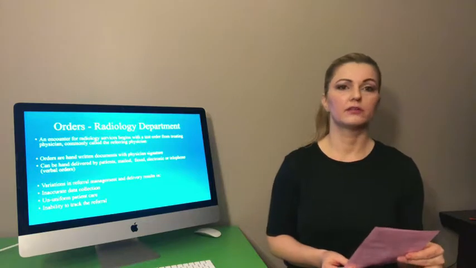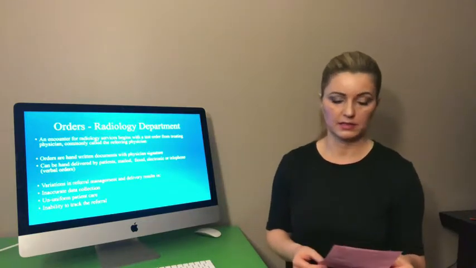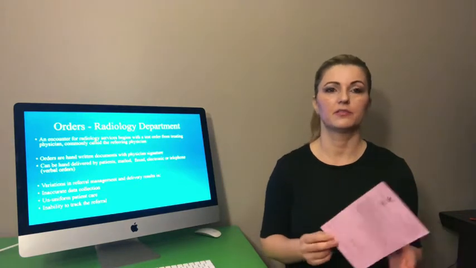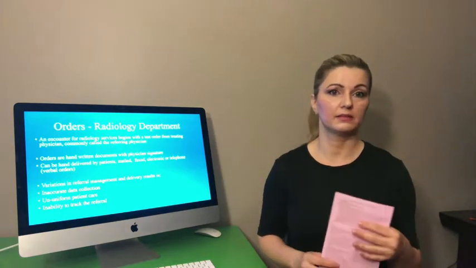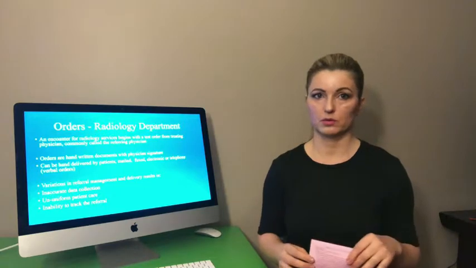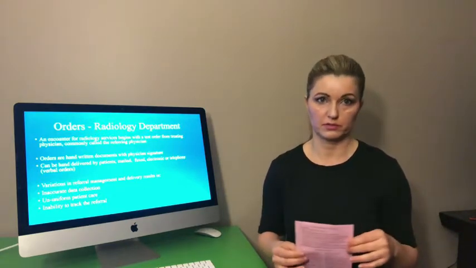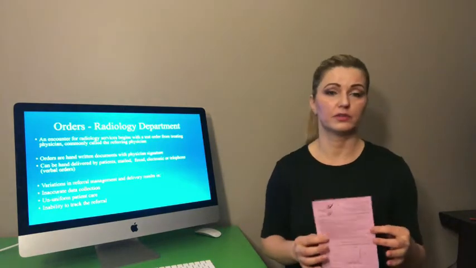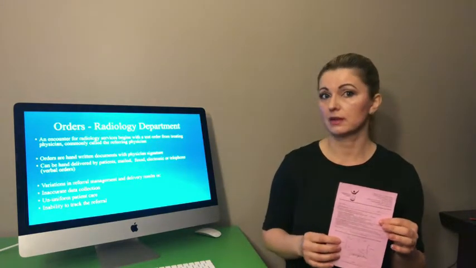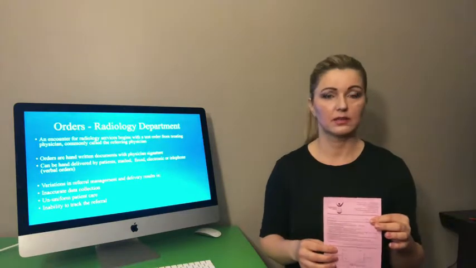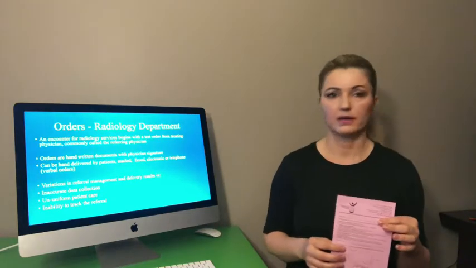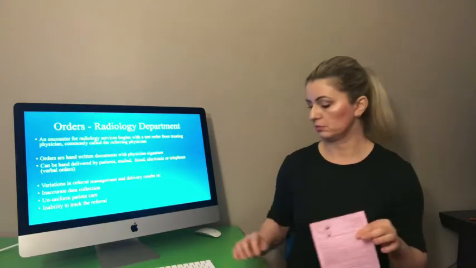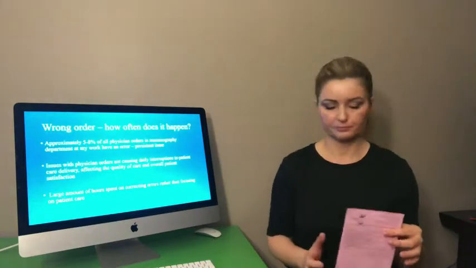These orders can be delivered to the radiology department in different ways. The patient can bring the written order with them, they can be faxed over to us, they can be mailed, they can be electronic orders, or they can be verbal orders over the phone. This variation in management and delivery of these doctors' orders results in inaccurate data collection, non-uniform patient care, and of course the inability to track these orders before they come to the radiology department.